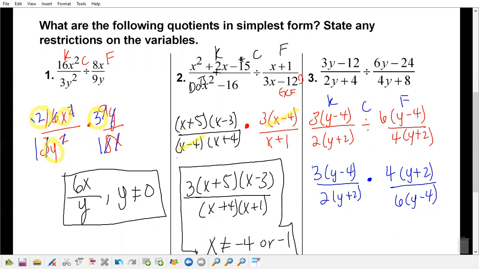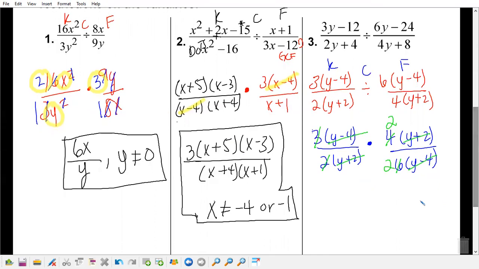If you are okay with writing it out, go for it. All right, our y minus 4's cancel. Our y plus 2's cancel. Our 2's can be reduced. Our 3 can be reduced. And what are we left with? We are left with 2 over 2. And 2 over 2 equals 1.